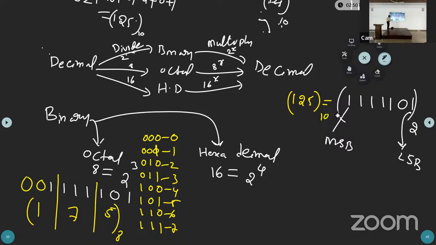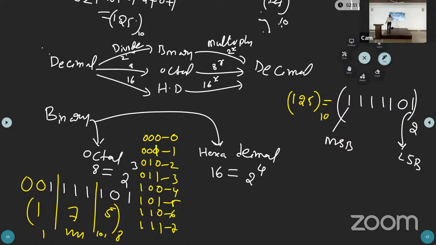Now, how to convert octal to binary? Each digit you can write in 3-bit format. This is called the 3-bit format. So 5 in 3-bit format is 101, 7 is 111, and 1 is 001. The total value, again we are getting this. That is the conversion of octal to binary and binary to octal.